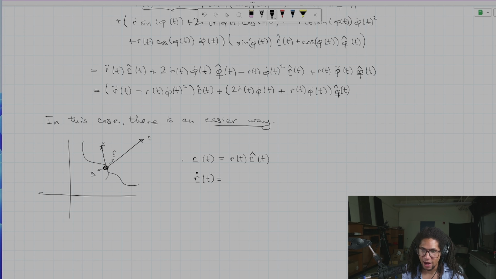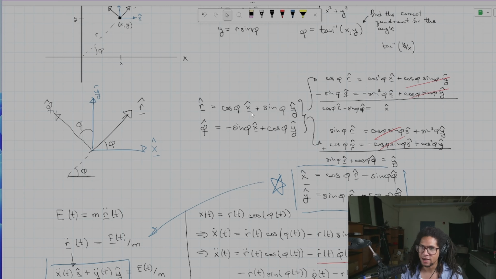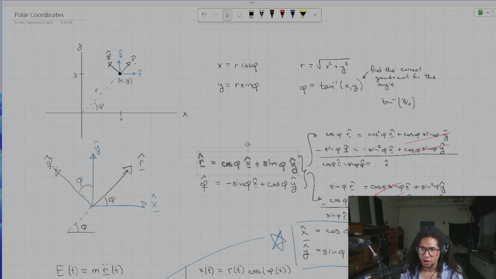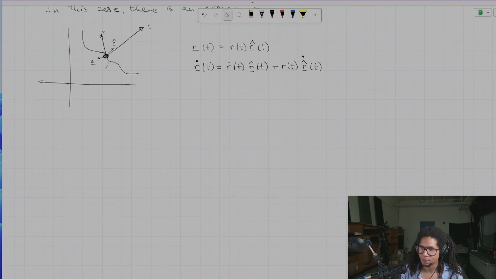Now you might wonder, how do I take time derivatives of this kind of scalar vector product? And the answer is just by the product rule, exactly as you would think. So this is going to give me r dot of t times r hat of t plus r of t, r hat dot of t. Now what is r hat dot of t? That's an interesting question. And how would I answer it? Well, I would go back to my definition of r hat in terms of these things. So let's do it.